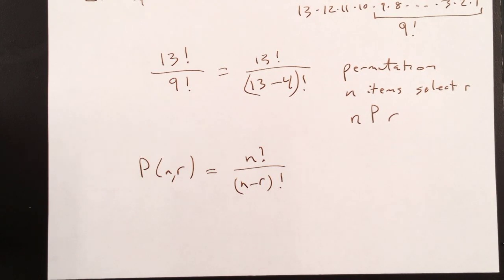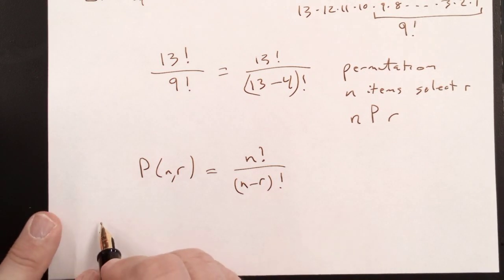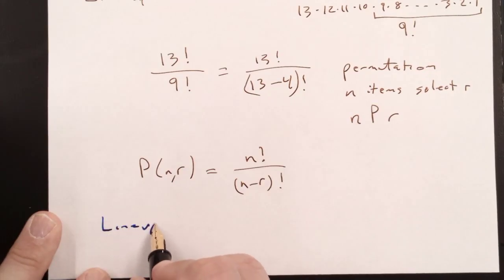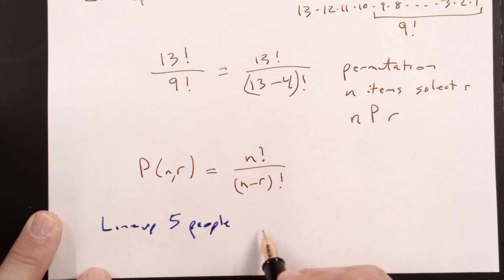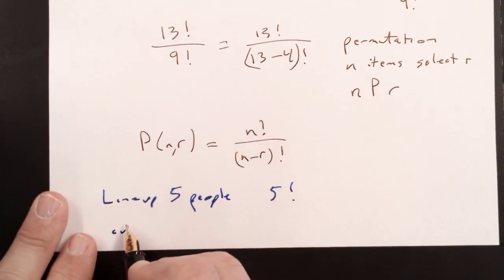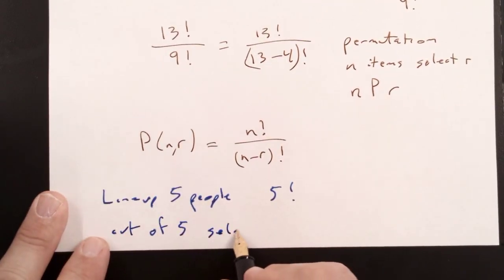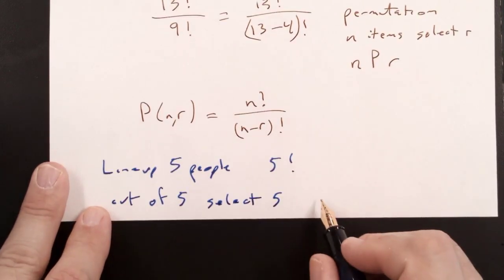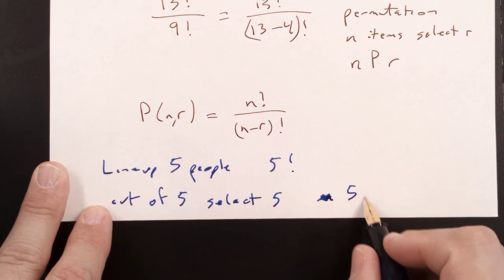I have 5 people. I'm going to line them up for photographs. Right? How many ways can I line up all 5 of them? That should be 5 factorial. But I can also think of it as picking 5 out of 5, can't I? So I know that if I want to line up 5 people, the number of ways to do that is 5 factorial. But if I think of it as out of 5, select 5, then that should be 5P5.